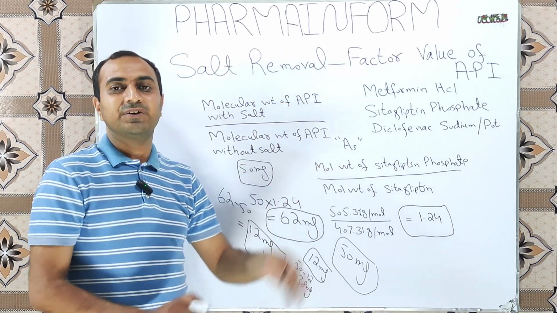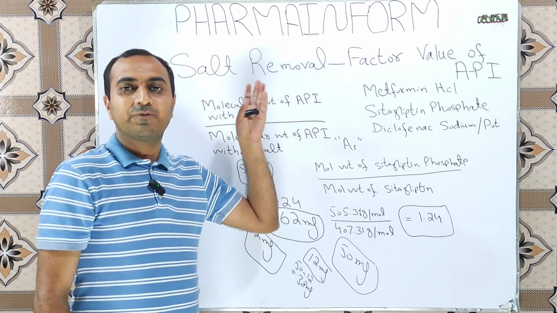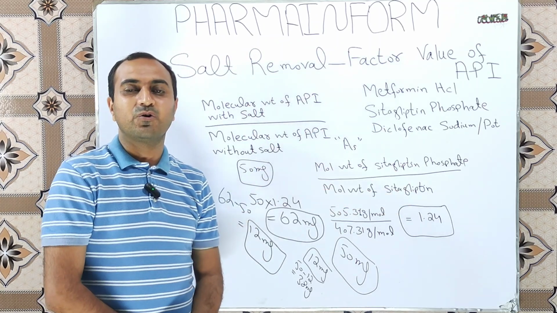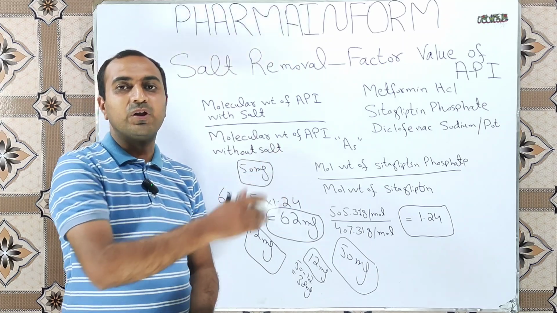So we always adjust the factor value or salt removal value after carefully observing or reading the label claim, and we adjust it for the formulation.